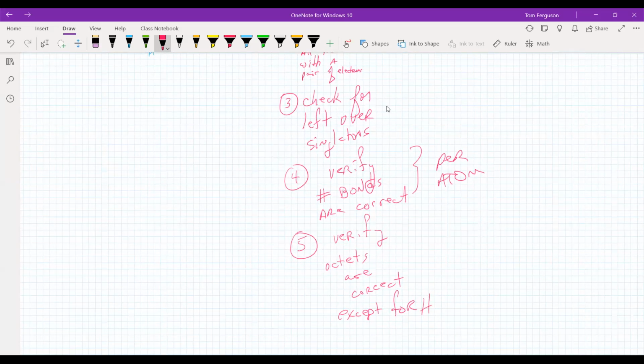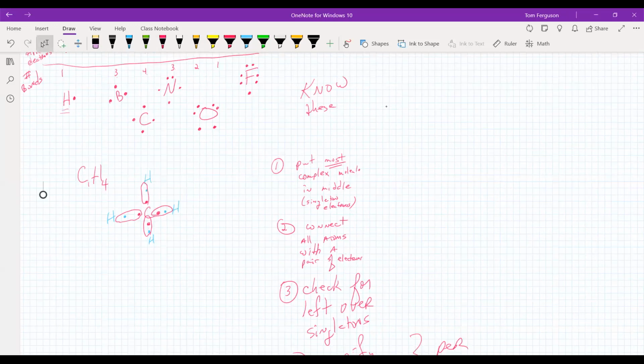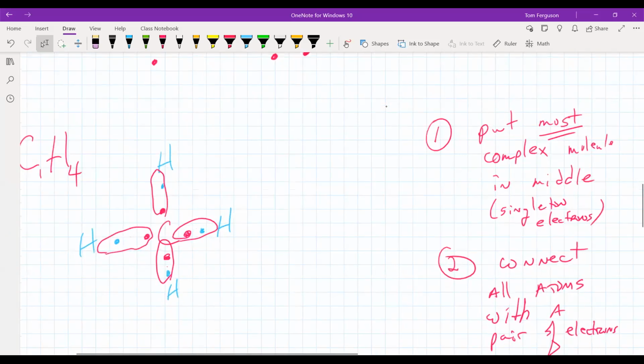The next thing we're going to do is validate the octets are correct for each atom, except for hydrogen. So how many total electrons are involved in the carbon bonding? 8, exactly. We have 2 here, 2 here, 2 here, 2 here. There's 4 bonds, and each one has a pair of electrons in it. This is the math in the class: 4 times 2 is 8. Octet means 8. So carbon has its octet.